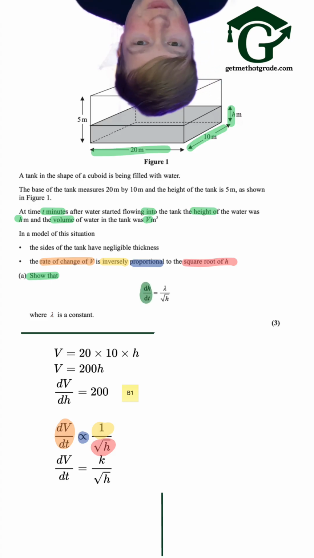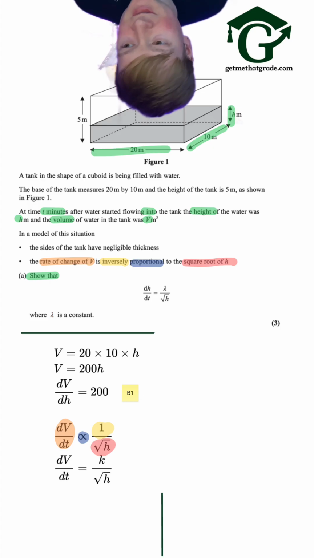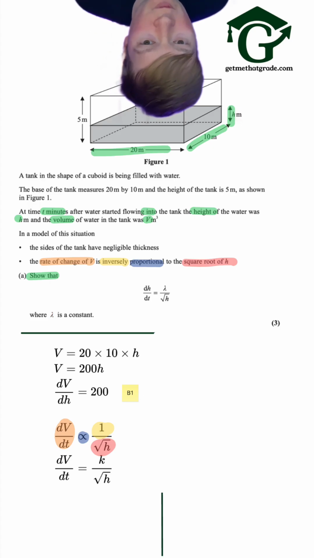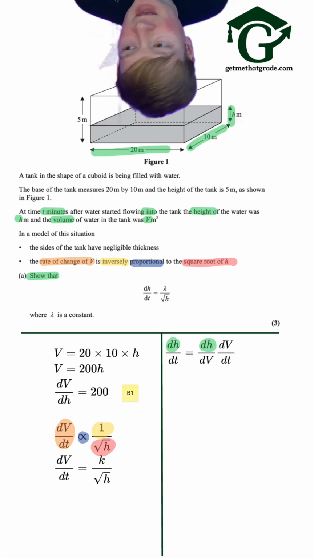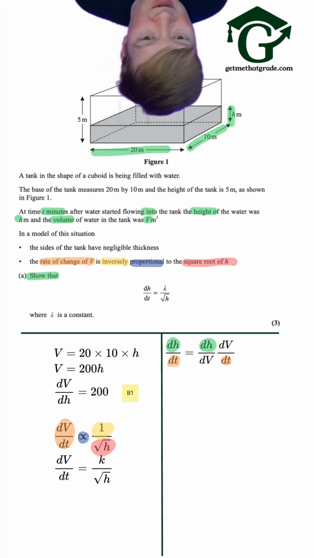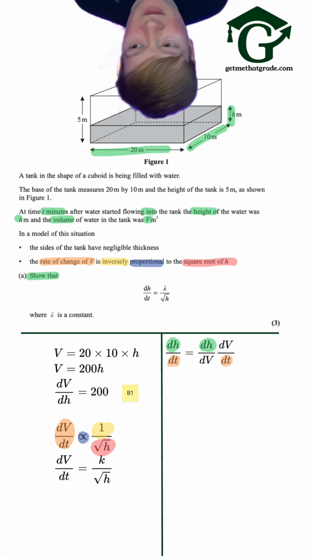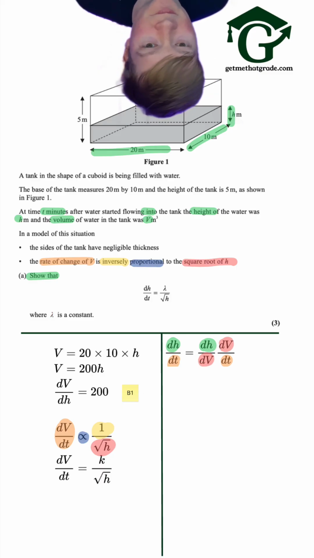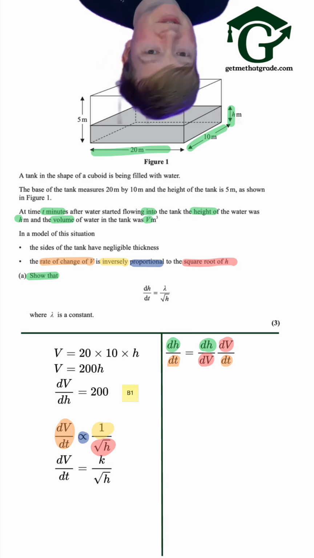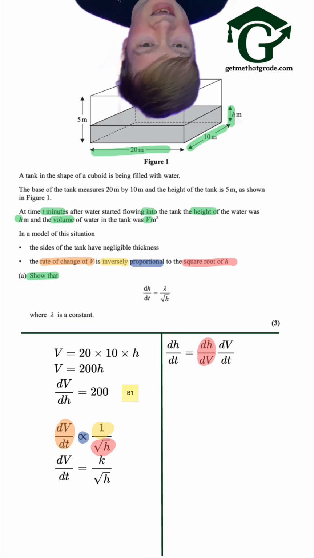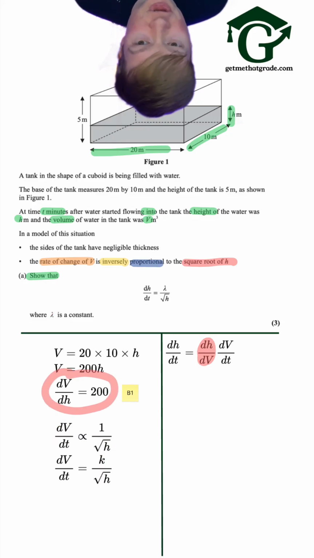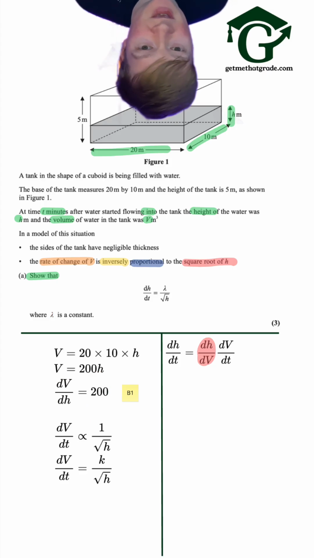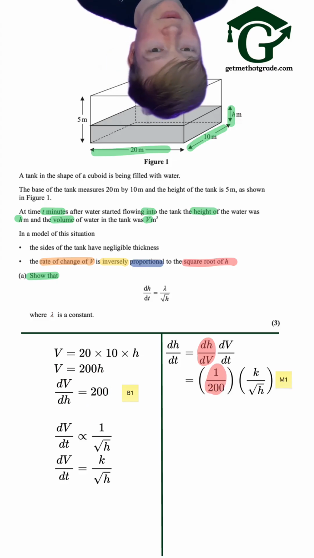But we wanted dh by dt. How can we get that? Well, we can use the chain rule. If we leave dh on the top and leave dt on the bottom here, well, it doesn't matter what we put in the other two slots, here and here, so long as they're the same, because they'd cancel one another out, leaving us back with dh by dt. That's the chain rule. Okay, what about dh by dV? Well, we know dV by dh is 200. So dh by dV is going to be 1 over that, 1 over 200.